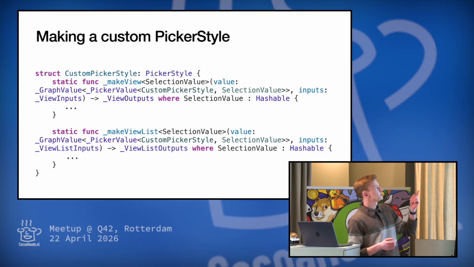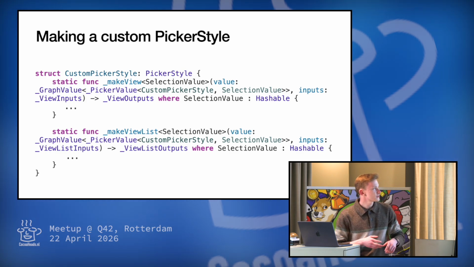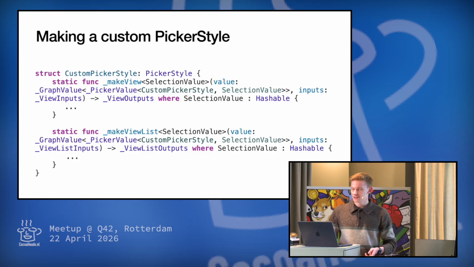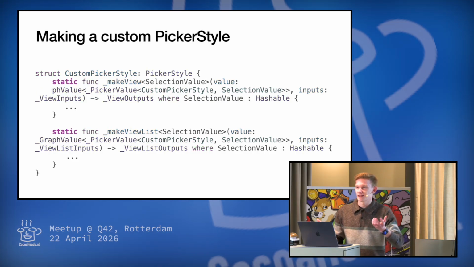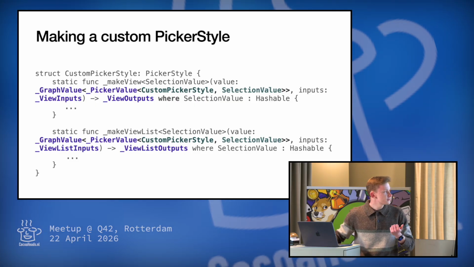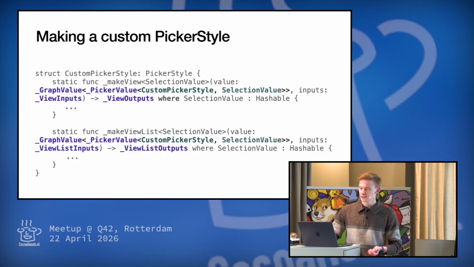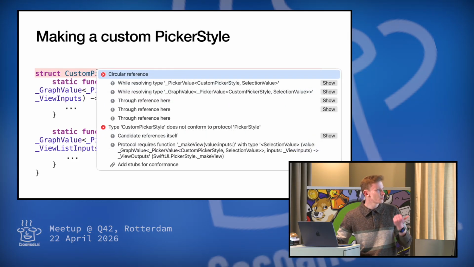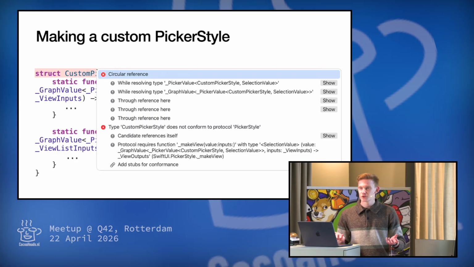Now, you can try to make a struct and conform it to picker style, and Xcode will say, well, you need to fill in these methods. But this looks a bit strange, right? Because first of all, these are static, which means you can't really have instance variables. And it's also using these undocumented, private-looking types that are internal to SwiftUI. And furthermore, the Swift compiler emits a diagnostic because it can't really resolve the generic types.